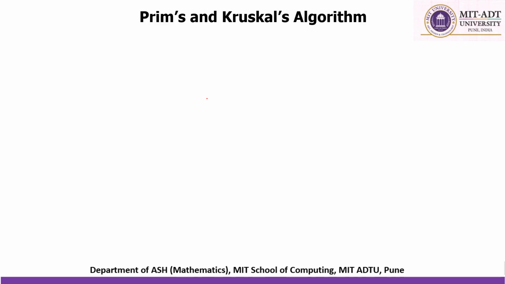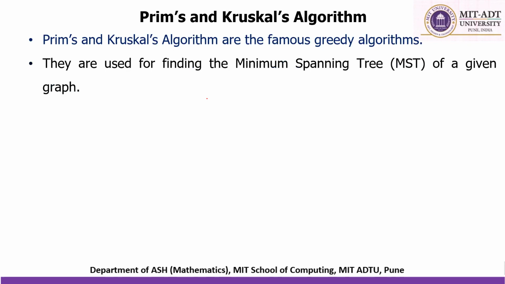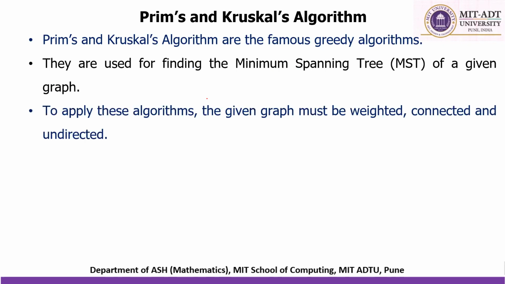So what is the difference between Prim's and Kruskal's algorithm? Prim's and Kruskal's algorithms are famous greedy algorithms. They are used for finding the minimum spanning tree of a given graph. Both methods are used to find the minimal spanning tree. To apply these algorithms, the given graph must be weighted, connected, and undirected.